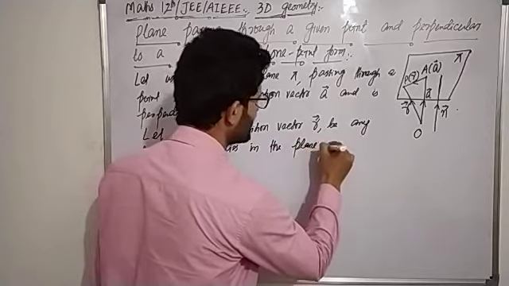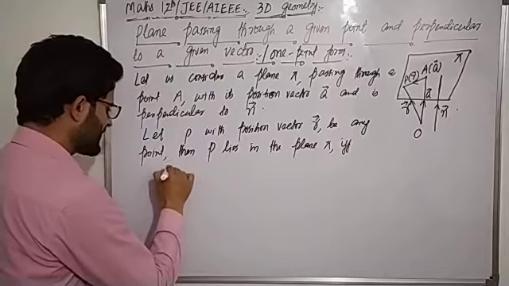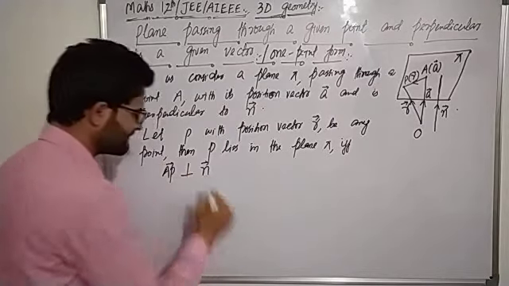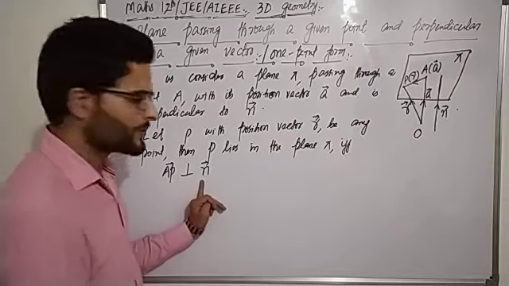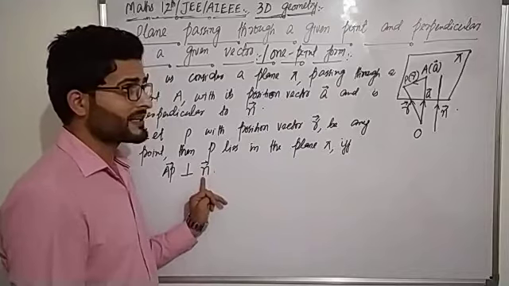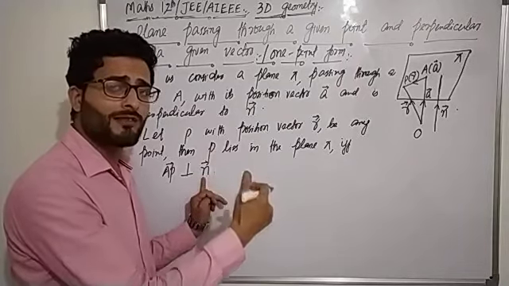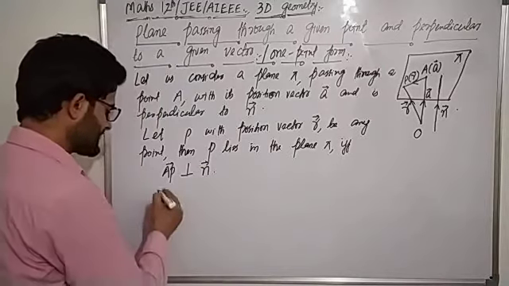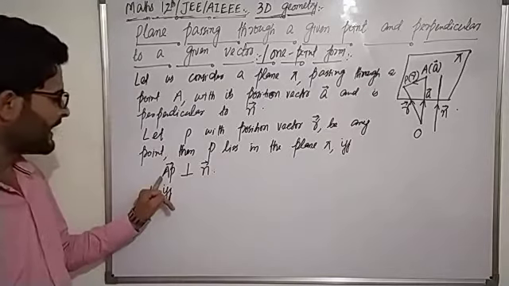Then P lies in the plane pi if and only if AP vector is perpendicular to N vector, because N vector is perpendicular to the plane, which means every line or every vector in the plane is perpendicular to N vector, right?